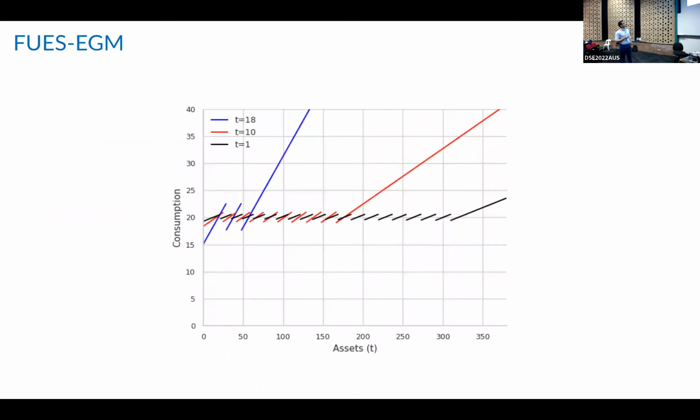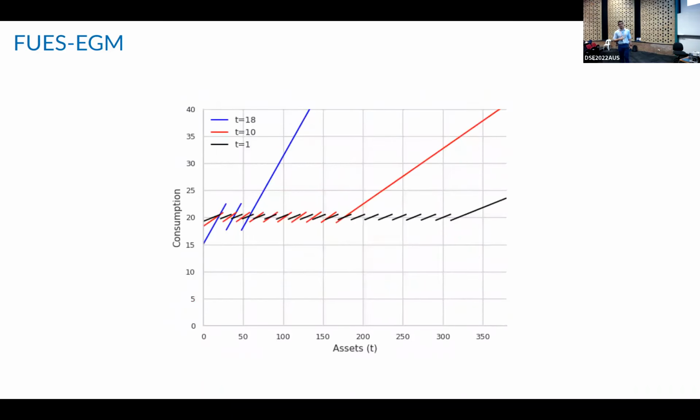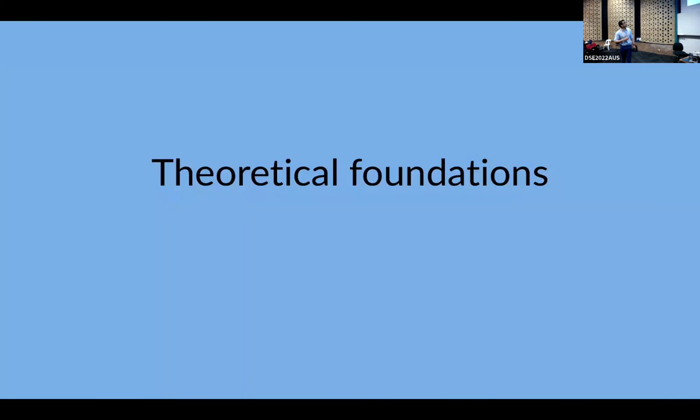So this is the example, a mixture of it all, we get the upper envelope, works pretty well. This is the value function on the right, and this is the policy function, actually the mixture of it all. And we compute this for a number of examples. This is a Bella example, which has a discrete choice of housing, just comparing value function iteration to what we've got.